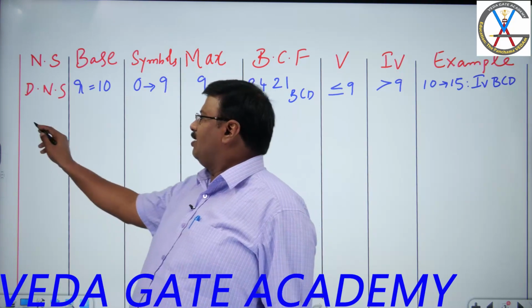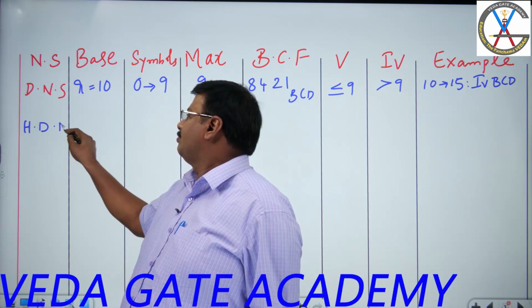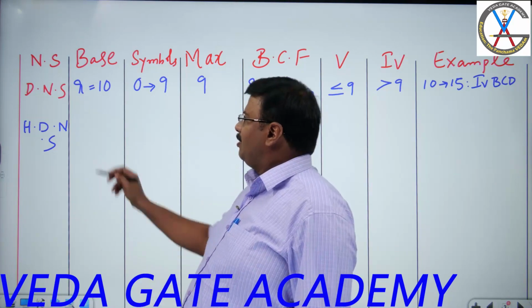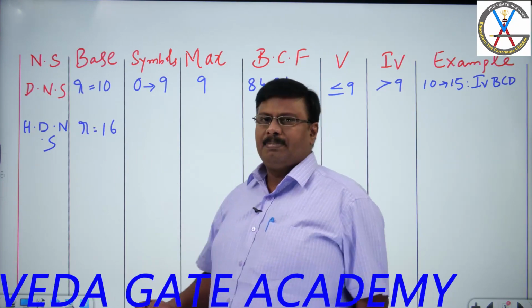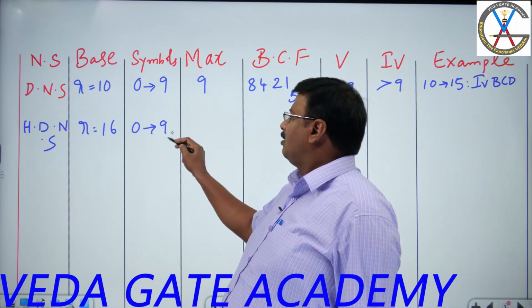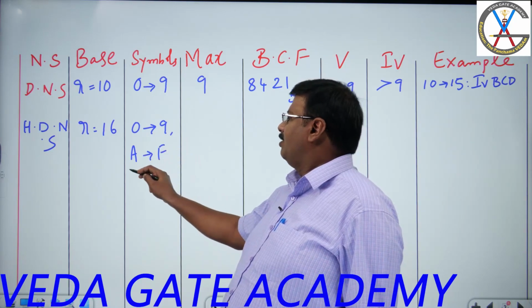And let's see the next one, hexadecimal number system, HDNS. For a hexadecimal number system, radix equal to 16, symbols are 0 to 9, comma, A to F, which is 10 to 15.